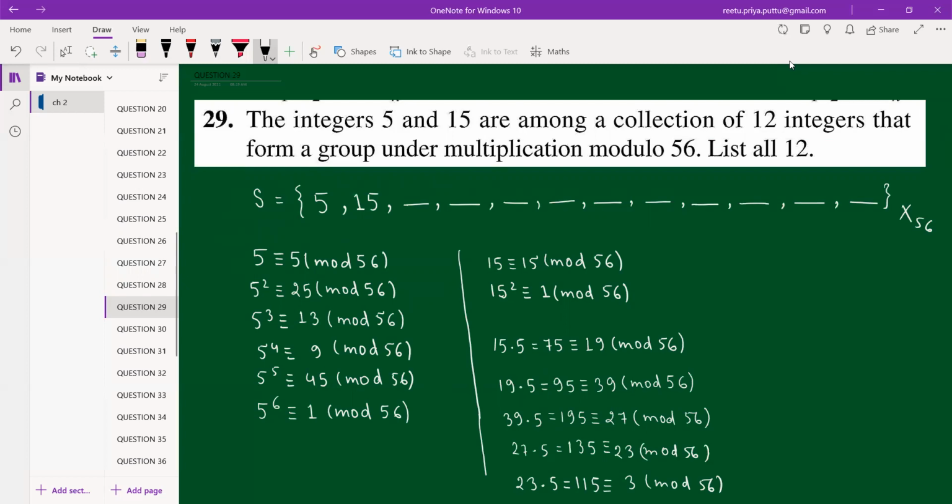So you know, when we say that we want to list all the elements, the first property that comes to our mind is closure. And the second property that is even more important is the identity. So using this, we will try to find all the 12 elements. If I know that 5 is there, then 5 times 5 must be there, then 5 times 5 times 5 must be there, or any multiple of 5 must be there. So I started doing that first. Let me change the color.